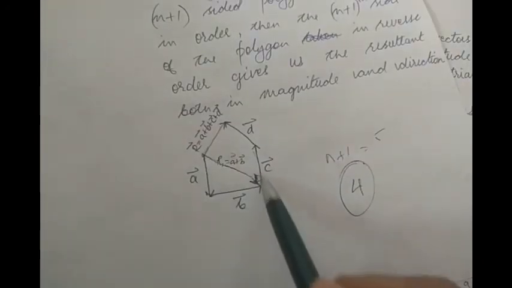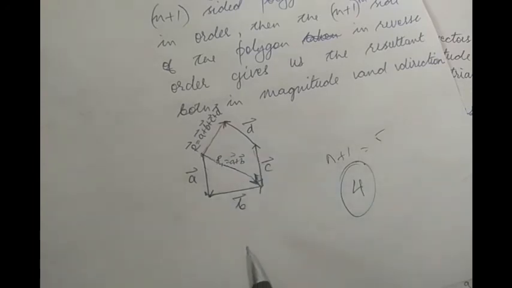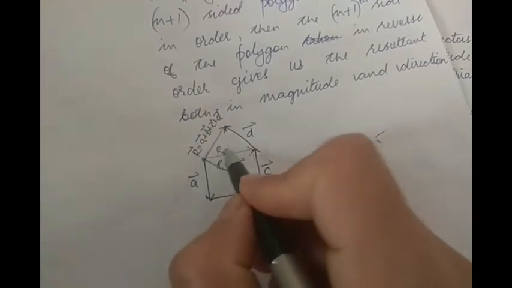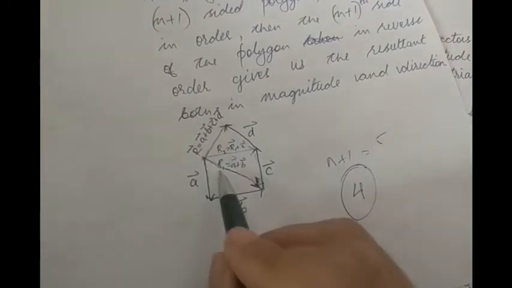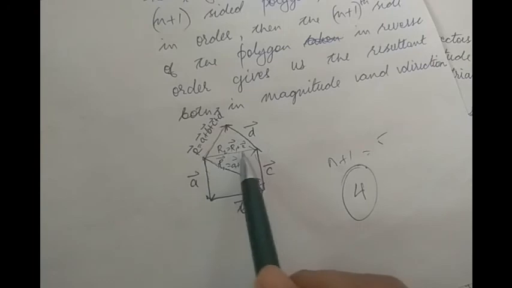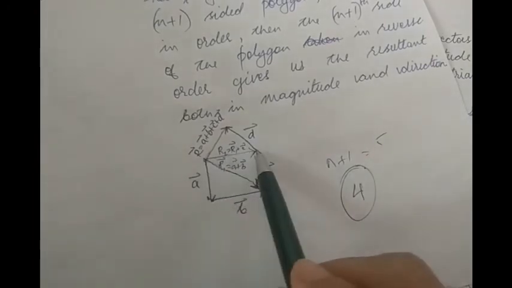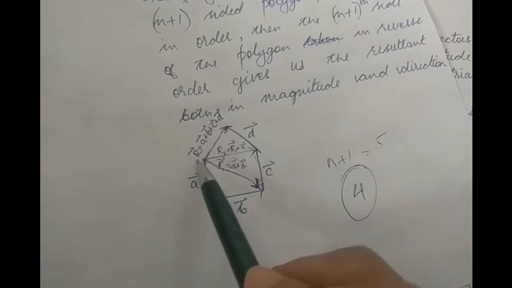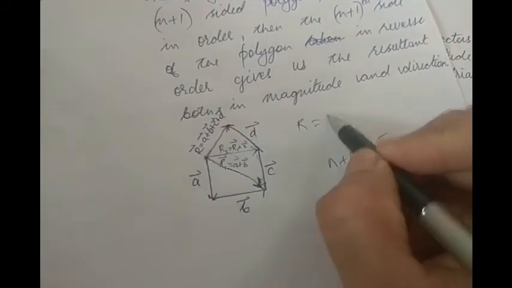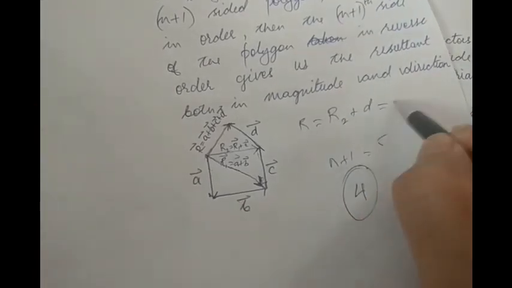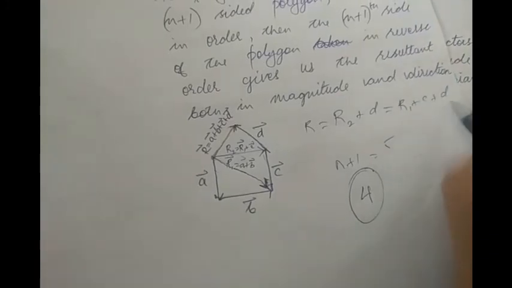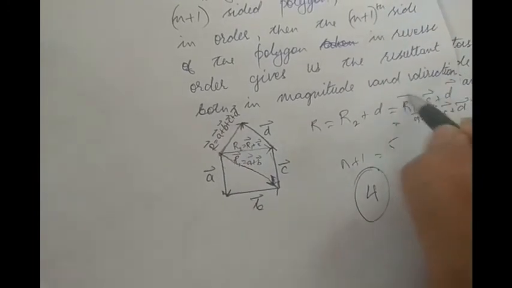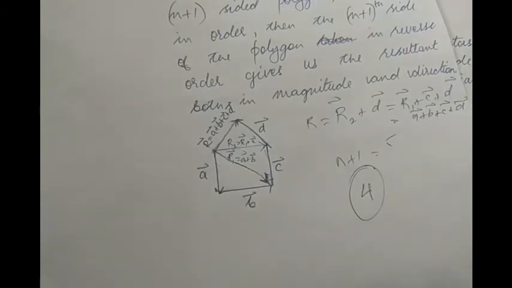Now see, R1 and vector C. R1 and vector C again form 2 sides of a triangle taken in order. Then the 3rd side of the triangle, let me call it R2. R2 is R1 plus C, where vector R1 is A plus B itself. Then again, vector R2 and vector D are taken in order, and the 3rd side of the triangle in reverse order gives us the resultant. So R is R2 plus D, where R2 itself is R1 plus C, so R is A plus B plus C plus D, of course with the arrow like this. So the polygon rule is also the same as the triangle rule.